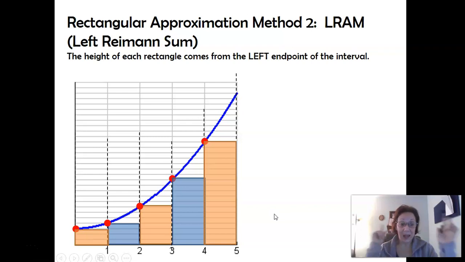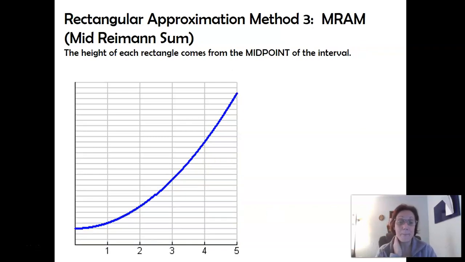Okay, so far I have two options. I told you there's 3 RAMs. I can line up on the right, I can line up on the left. The third option is to line up in the middle. This always reminds me of the Three Little Bears. Like this one's too hot, this one's too cold.